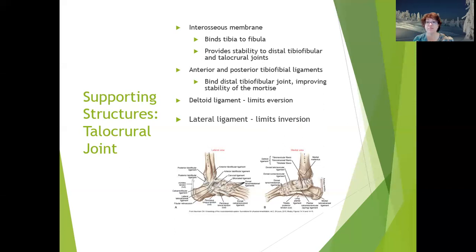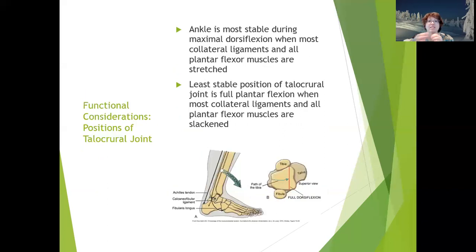So if people have an inversion sprain, a lot of times they sprain the lateral ligament. If they have an eversion sprain, they'll sprain the deltoid ligament. I've even seen people who had an inversion sprain on one foot and an eversion sprain on the other foot from falling on a hill. So it's crazy. You can get all sorts of great combinations.